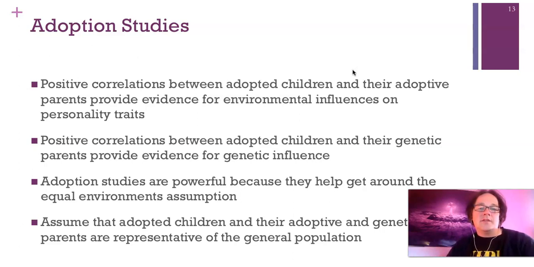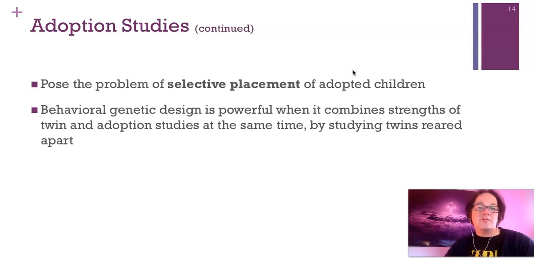Adoption studies also assume that adoptive children and their adoptive and genetic parents are representative of the general population. So is that true, right? Is that something that we can assume, that there's nothing inherently different between children who are adopted and children who are not adopted, or between parents who adopt children and parents who don't adopt children? Is that an assumption that we should make? Is it a good one to make? Well, it does raise the issue of selective placement in terms of adopted children.